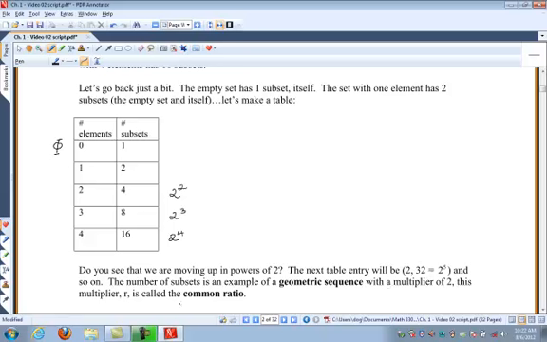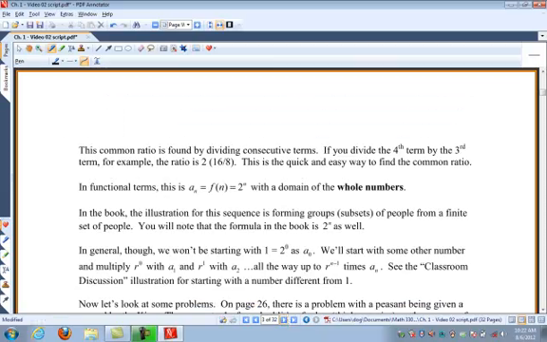The number of subsets that a set has is an example of a geometric sequence with a multiplier of 2. This multiplier r is called the common ratio. Now, the common ratio is found by dividing consecutive terms, side-by-side terms. If you divide the 4th term by the 3rd term, for example, their ratio is 2. That would be the 4th term is 16, and the 3rd term is 8. 16 divided by 8 is 2. This is the quick and easy way to find their common ratio.